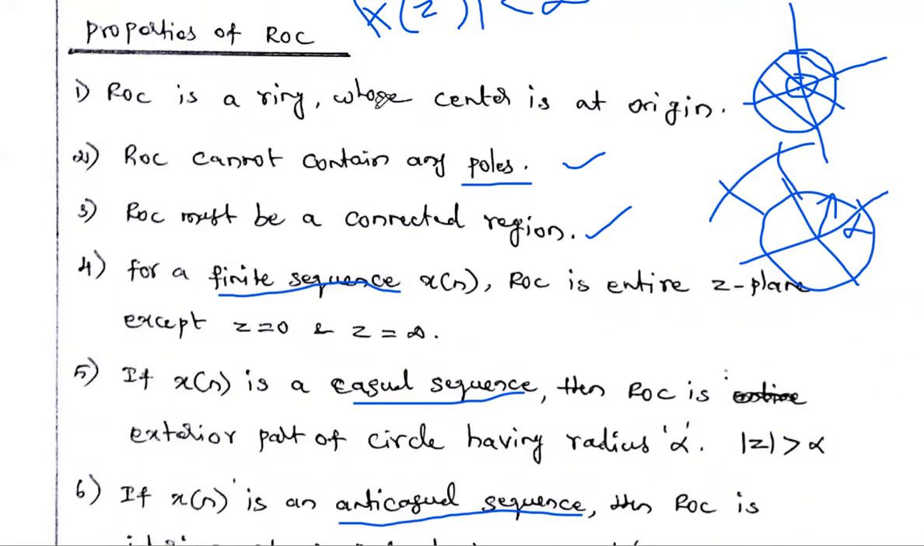These properties of ROC can be a 2-mark question also. Sometimes this question may be asked as a 6-mark question.